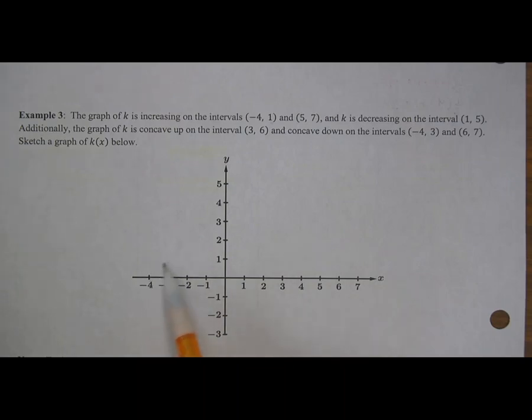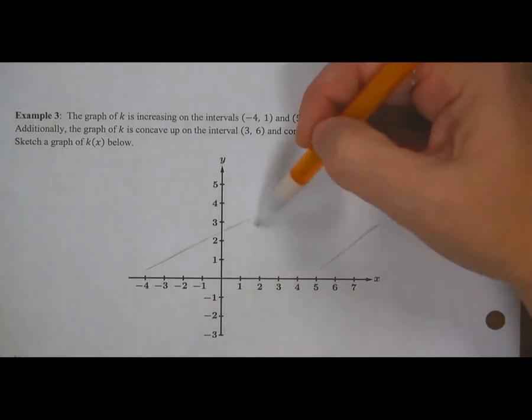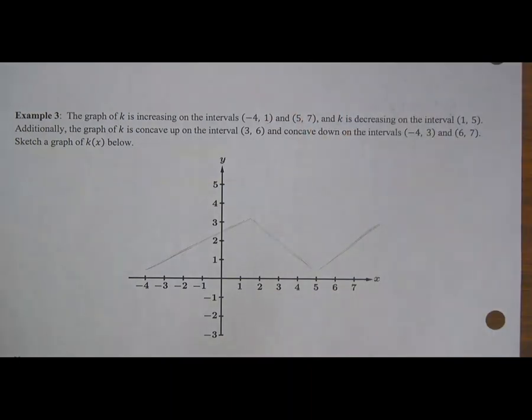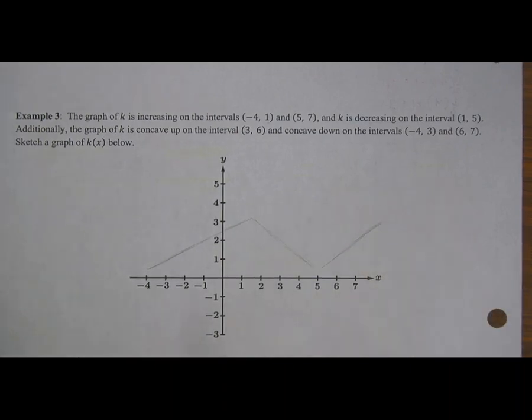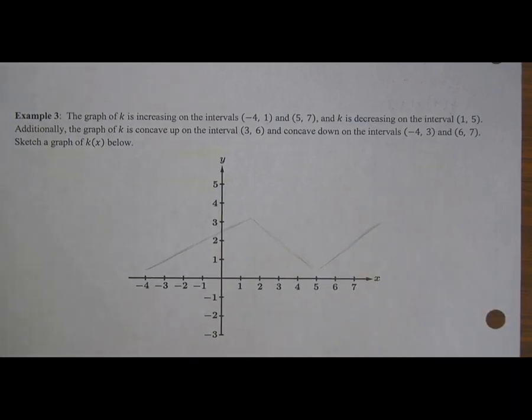I just kind of draw increasing from -4 to 1 very lightly. And it's increasing from 5 to 7, so I just kind of draw really lightly increasing. It says it's decreasing from 1 to 5, so I'm just going to lightly draw that in. And I've got my idea that I'm going up from here to here, down from here to here, up from here to here. Then I'm going to go back and add some curvature because it says now, additionally, the graph is concave up from 3 to 6.